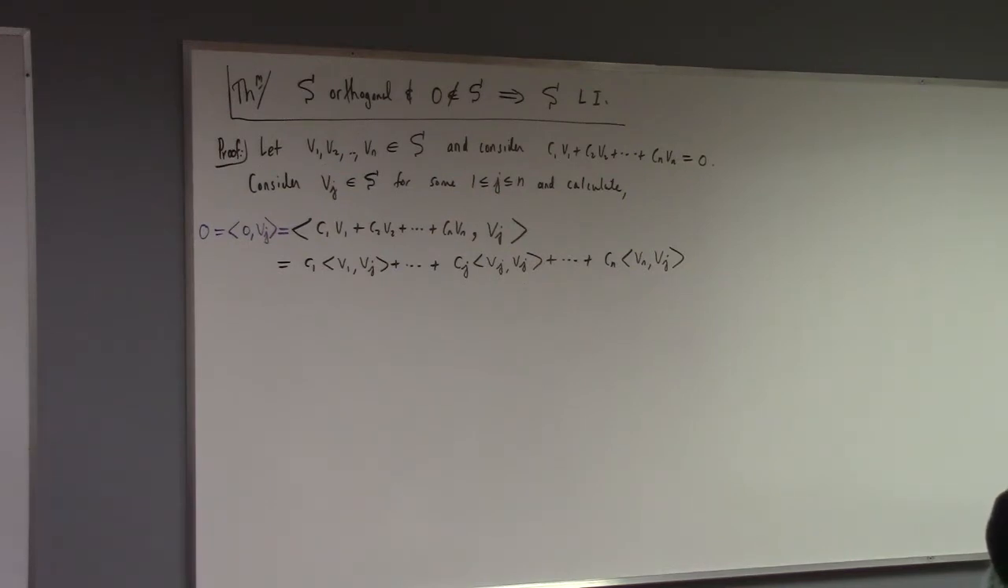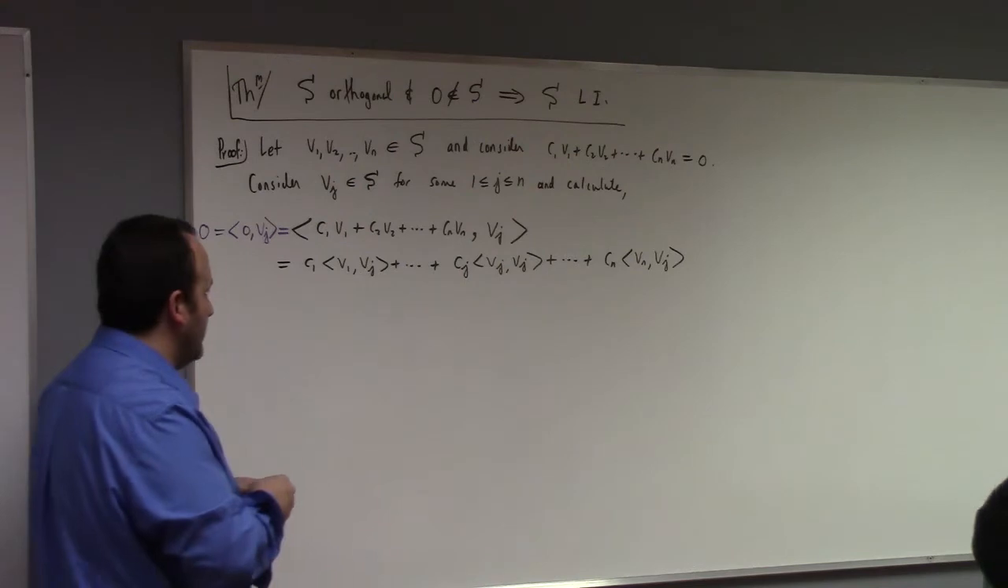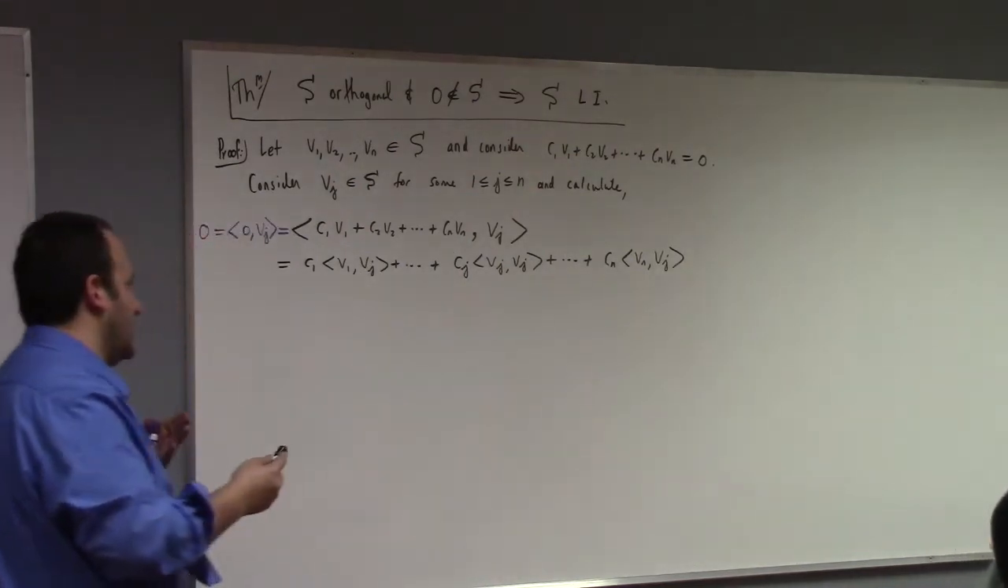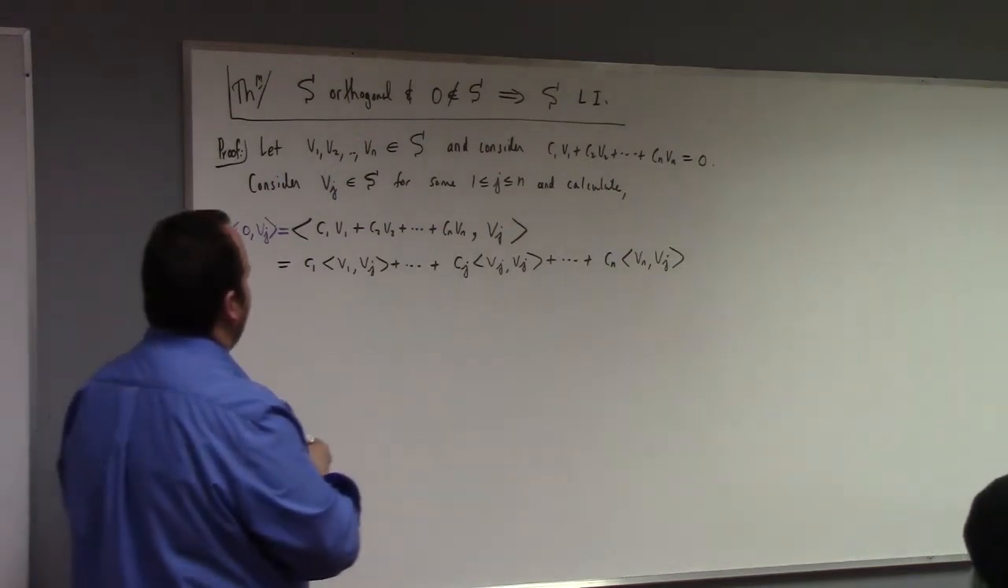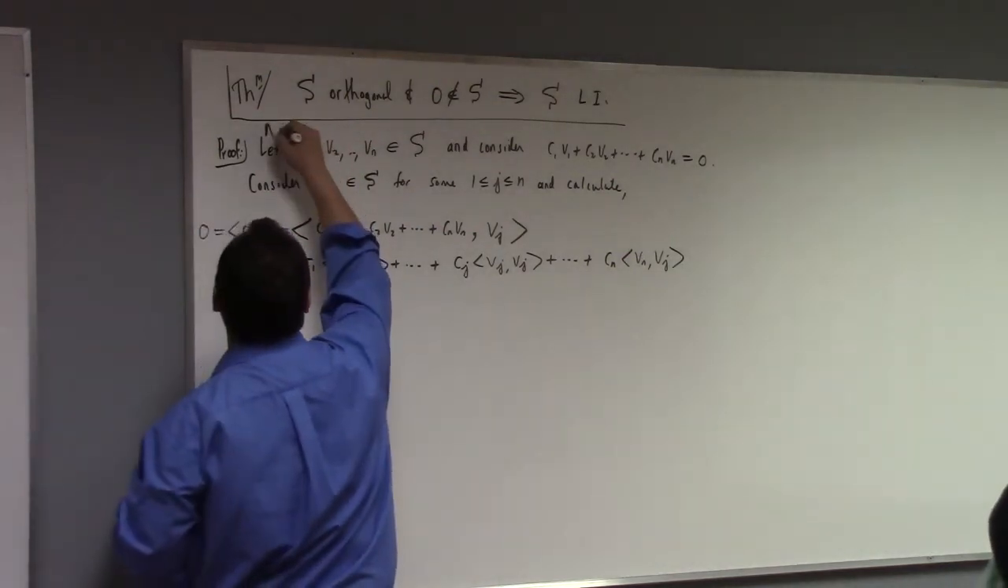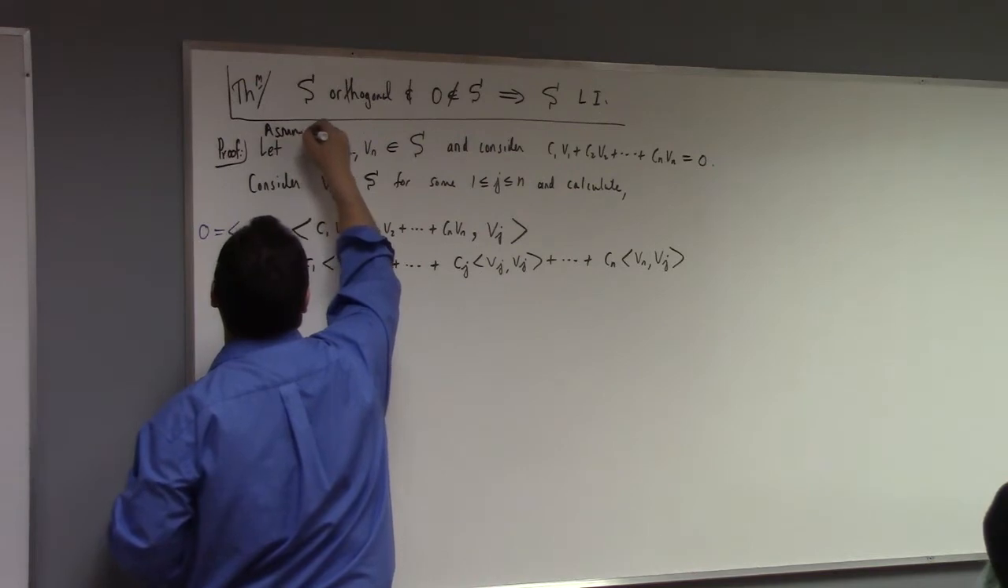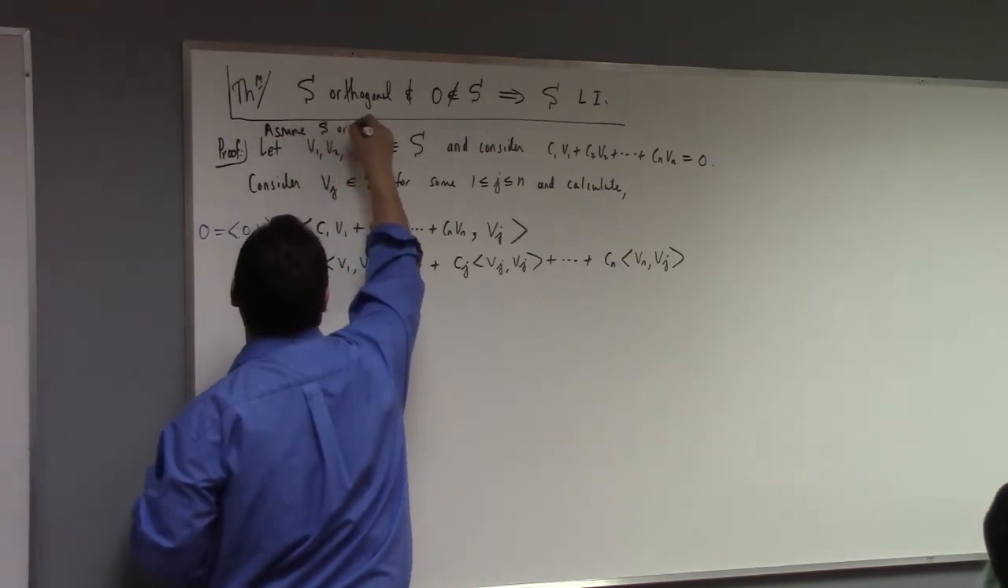What am I looking at here? What can we say about anytime we're looking at the inner product of, say, vi with vj, where i and j are not equal? What happens there? Because we're assuming S is orthogonal, right? I guess I should really say that. You didn't say assume S orthogonal, right? I should say that.